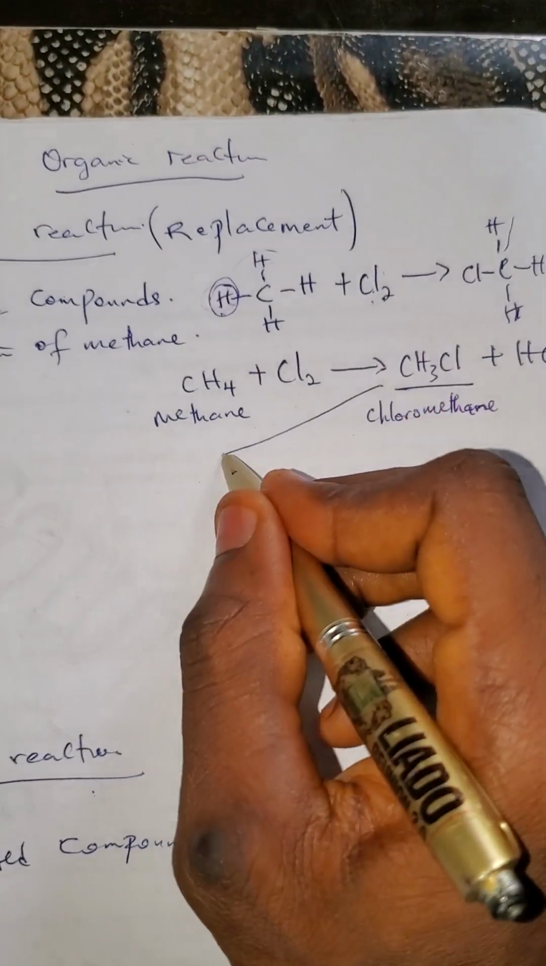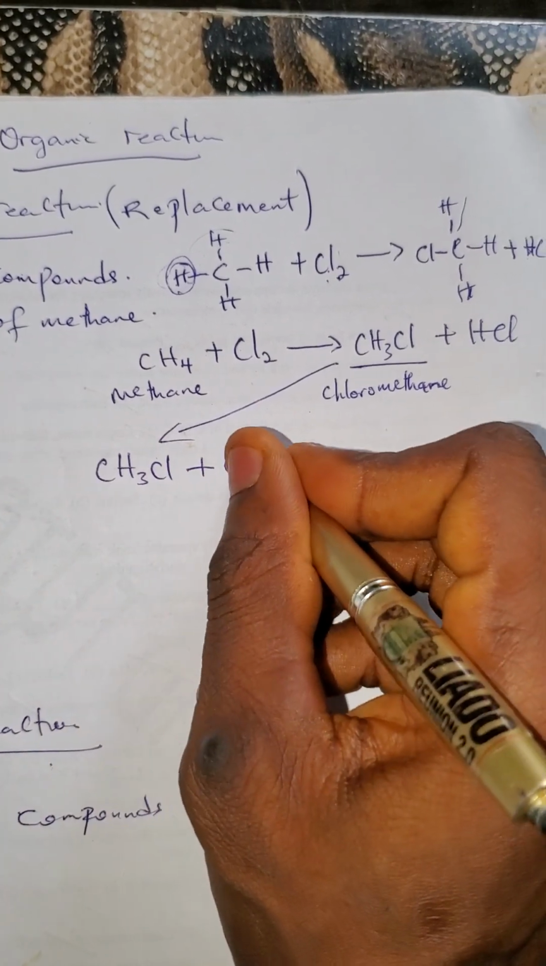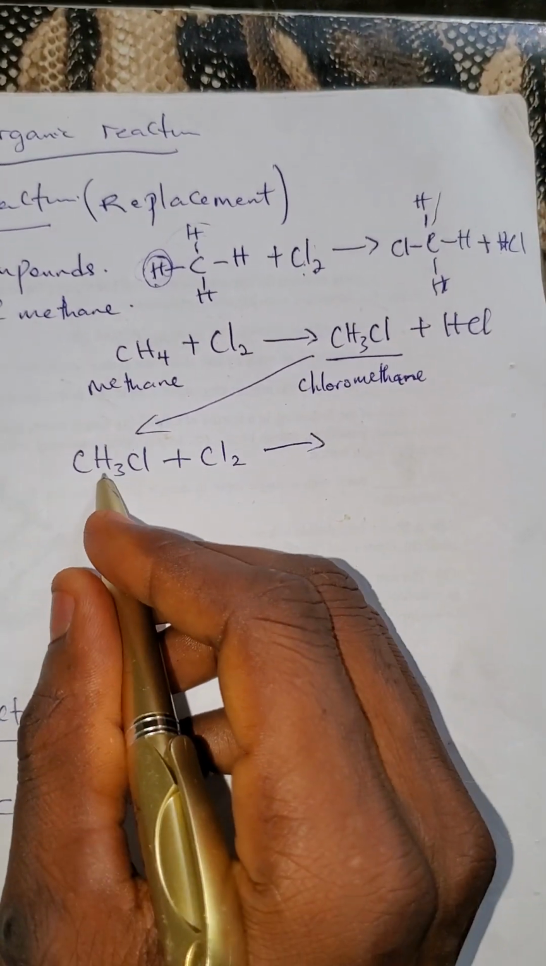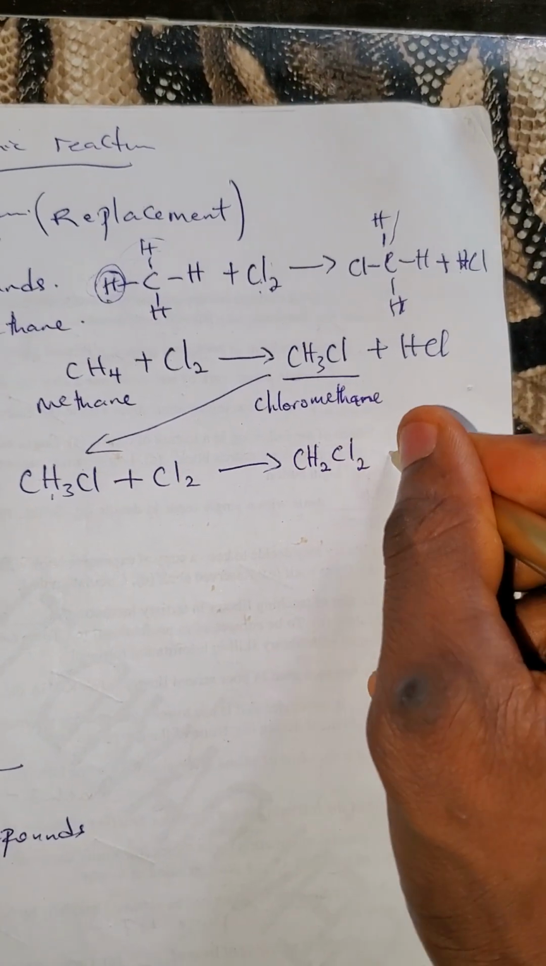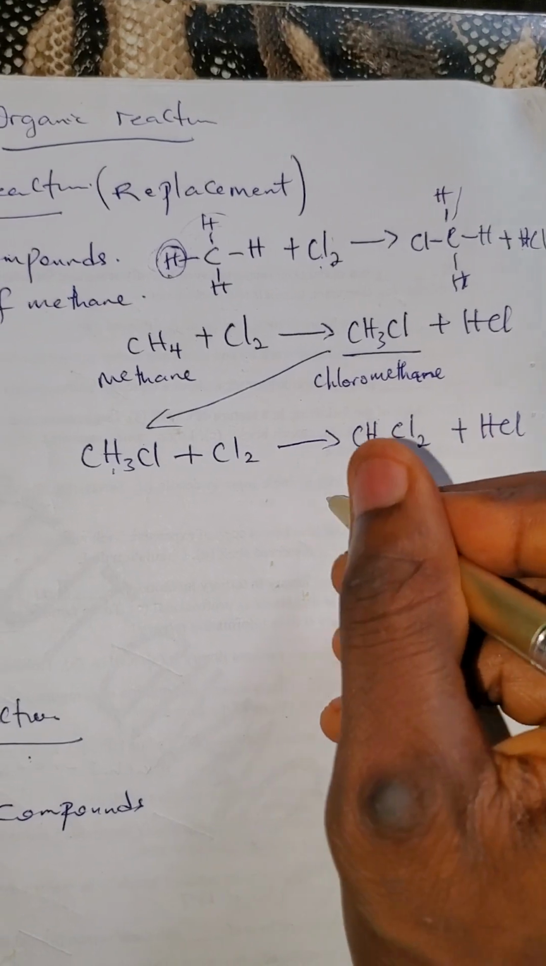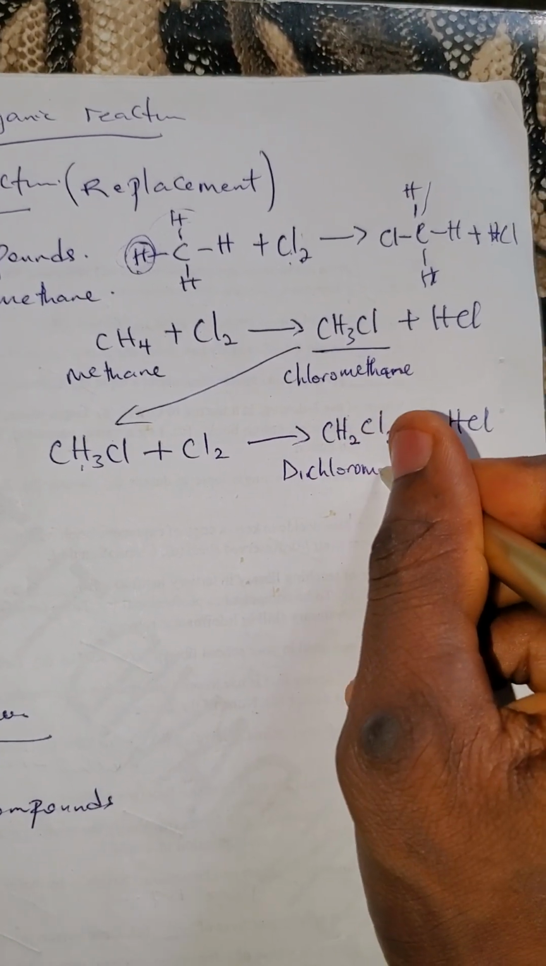Now, this chloromethane, which is CH3Cl, can also undergo the same thing. If one of the hydrogen is replaced, it will remain CH2, but the chlorine will become 2. Then it will give you HCl as well. This one is called dichloromethane.